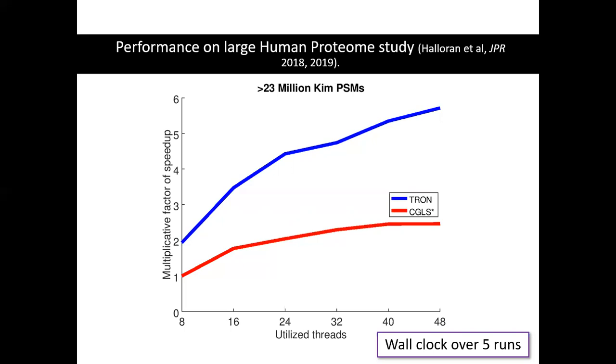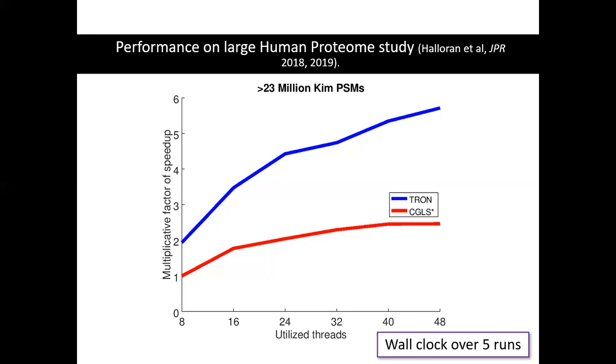So plotted here, we have the runtimes for both CGLS star and Tron. The x-axis shows the number of threads utilized, and the y-axis shows the factor of speedup compared to the original CGLS solver. In red, CGLS star, we see some appreciable speedups. It seems to plateau slightly above 2, especially for a large number of threads, say beyond 32. But the newer and more accurate solver Tron really takes off. As we approach 48 threads, you almost get a 6-fold speedup.